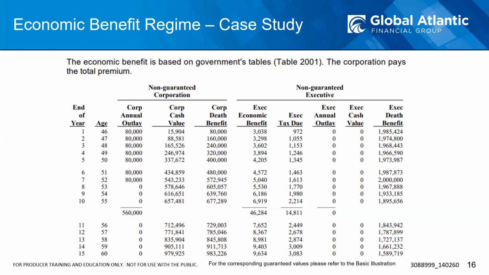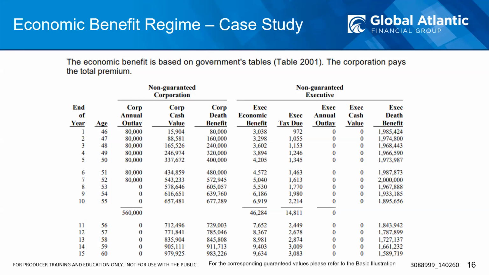Now we see an economic benefit in there. So this employee has been given 1.9 million, we'll just say 2 million of insurance. And based on a government table, it's called the Table 2001, the government has valued that at $3,000 in year 1. At their tax bracket, they owe almost $1,000 in tax.